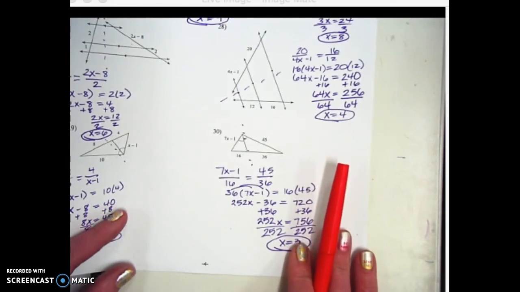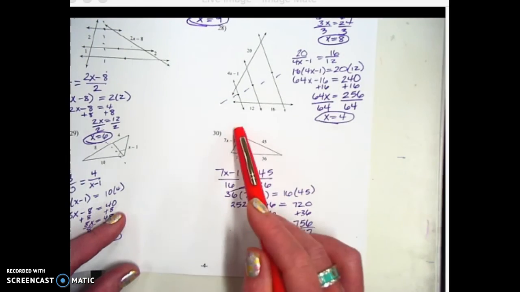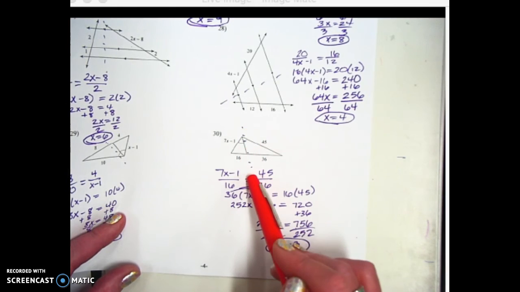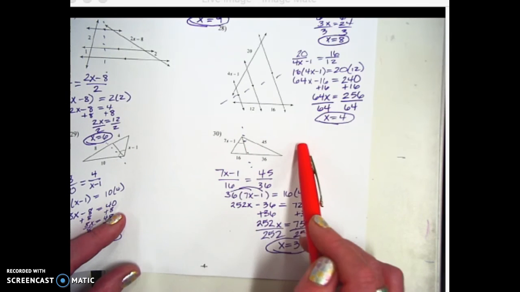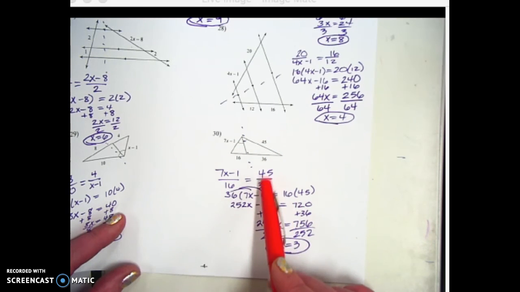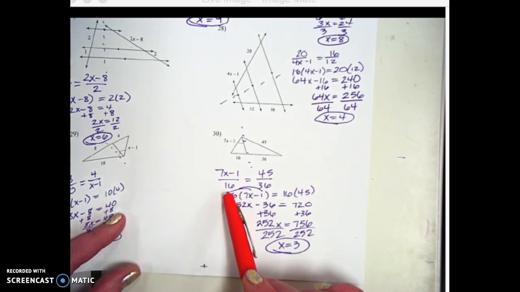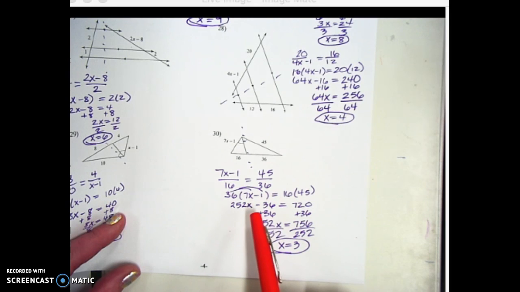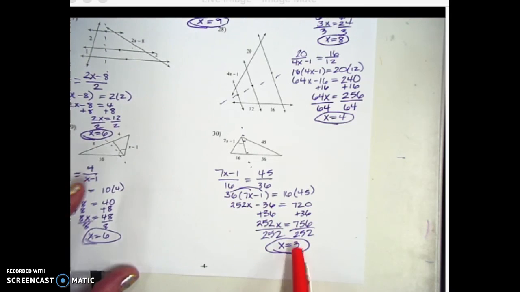And the last one, number 30. This one's the angle bisector. So my imaginary line is right here. This gives me a left side and a right side, numerator and denominator, numerator and denominator. Do the cross product after you set up your proportion. Distribute on the left, add 36 to both sides, divide both sides by 252, and that gets you x equals 3.